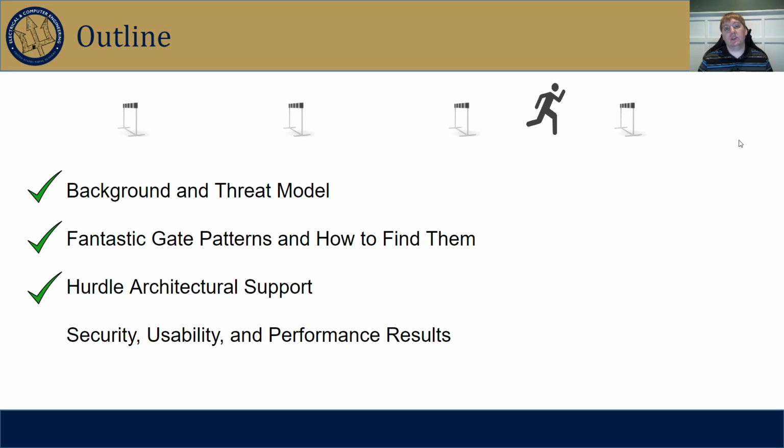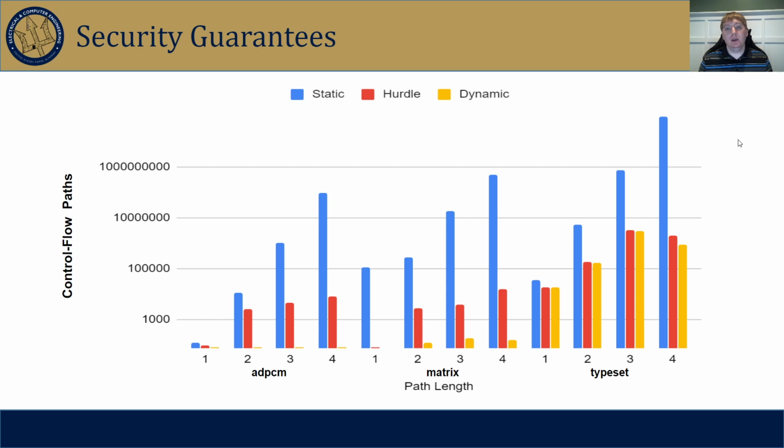So finally, let's look at the results on security, usability, and performance with Hurdle. In terms of security, what Hurdle does is further restrict the number of control flow paths that the application can take compared to if we were checking against the static control flow graph of the application. So we can check against the static control flow graph, make sure that the application is following what we would expect statically, but Hurdle is a bit more specific because it does rely on some dynamic information.